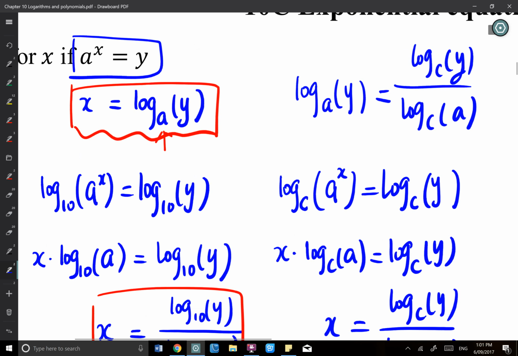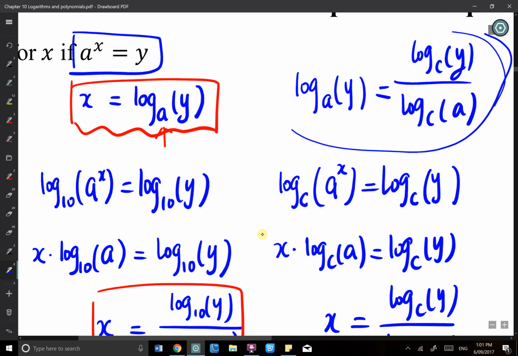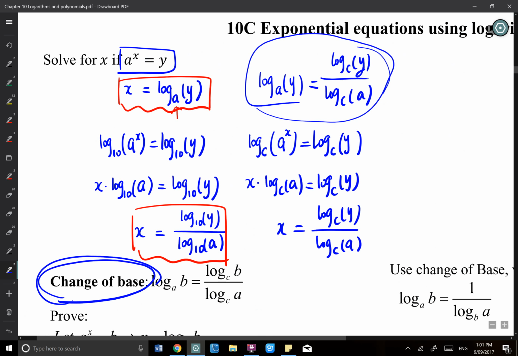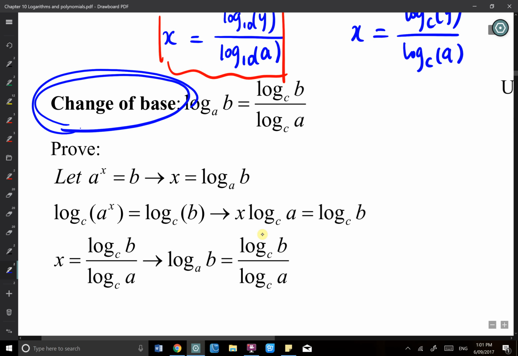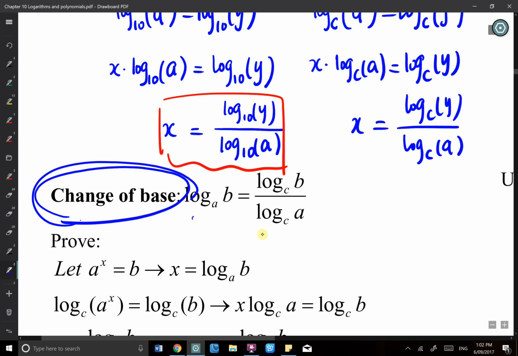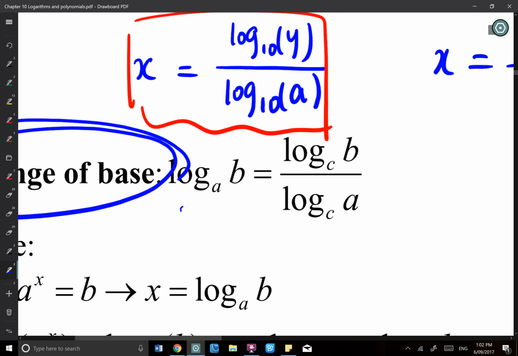So this can tell us a lot. That is actually the change of base formula. What is the change of base formula? It is log base a of b equals log c b divided by log c a. I just changed the y into b. So I can change it to any base, but it must be two numbers dividing each other, with b first and then a. b first and then a.